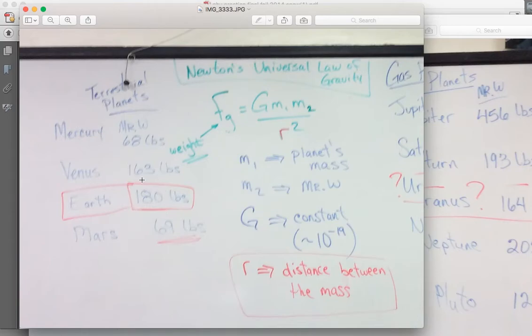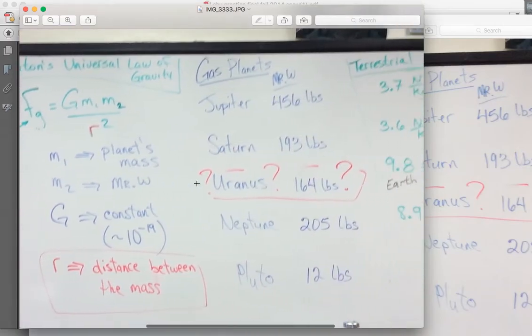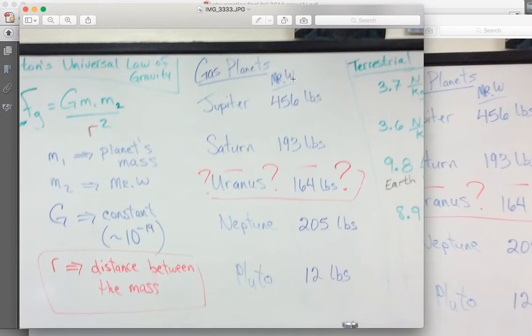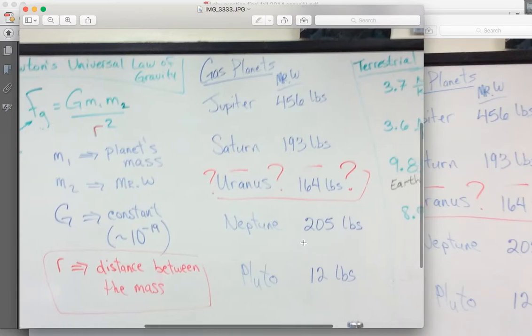Now if I went to a smaller planet, Venus is close but slightly smaller, I would weigh 163. If I went to Mercury or Mars, I would weigh even less. Once again, you can play that same game with the gas planets. If I were to stand on Jupiter, which has a much, much larger mass, I would weigh like 450 pounds. Saturn, even though it's a lot bigger in volume than Earth, its actual mass isn't much different. Neptune is a little bit more massive than Earth. And then Pluto's pretty tiny. I think if I were to stand on Pluto, I would only weigh about 12 pounds.